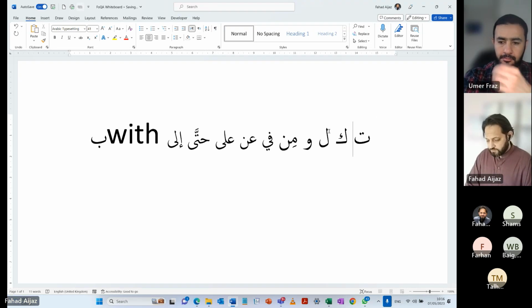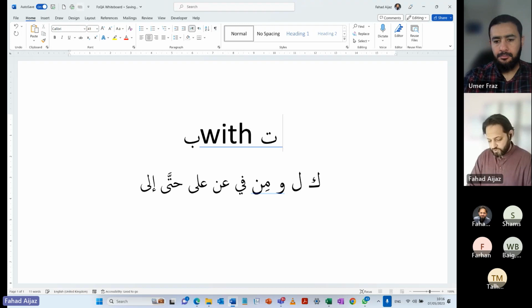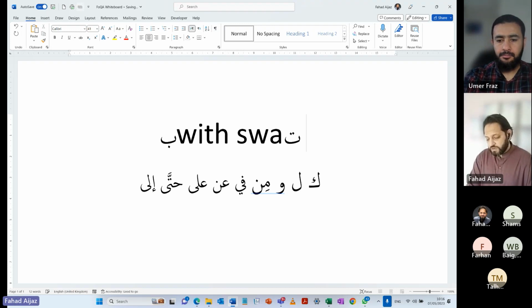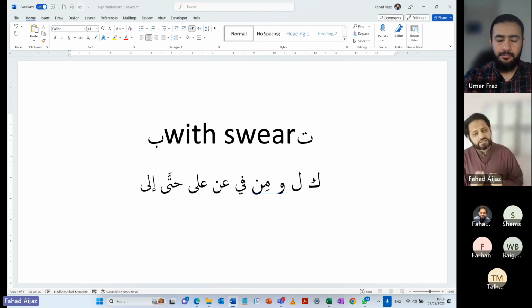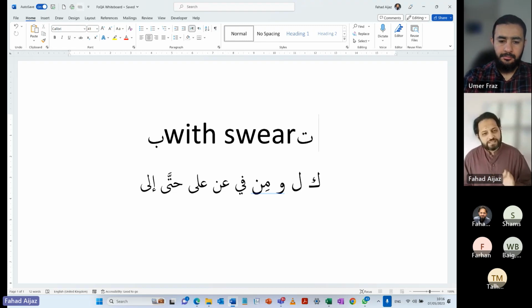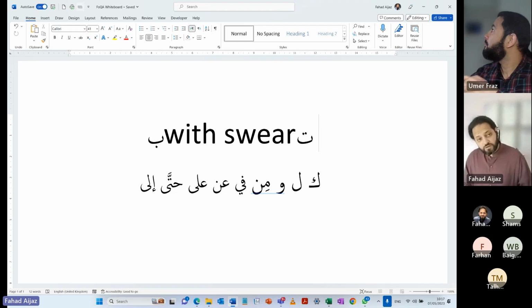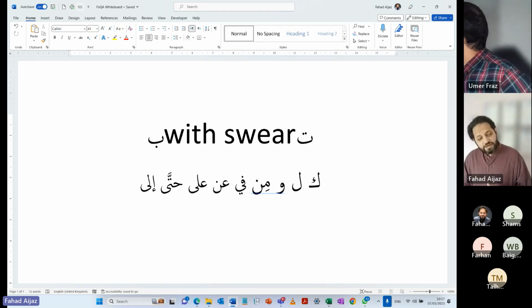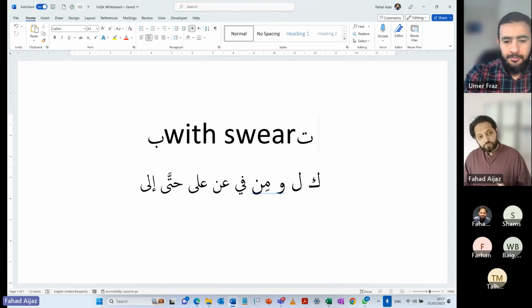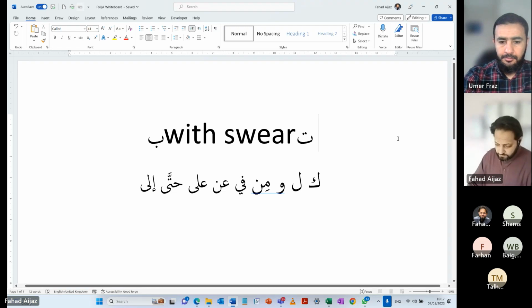Ta is swear. This is a swear word. Now, the special thing about the ta is when you use ta as a swear word, it can only be used with the word Allah, nothing else. So you only say tallahi, nothing else. Okay? So it's a strong swear word, and you will only use it with the word Allah, and it is in the Quran as well. When you use ta as a harf of jar, you will find it being used with the word Allah only. Okay?